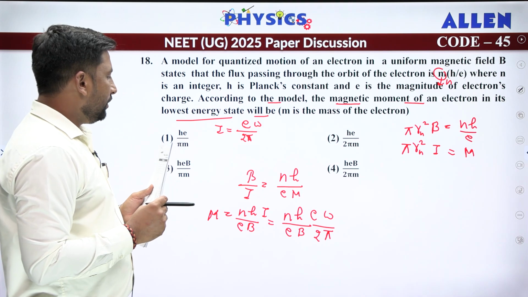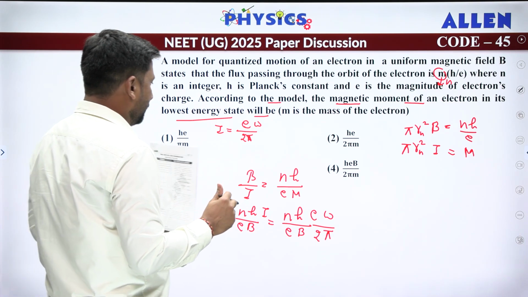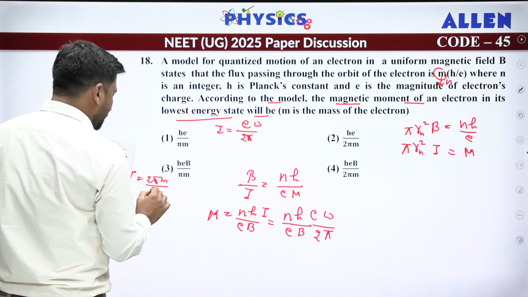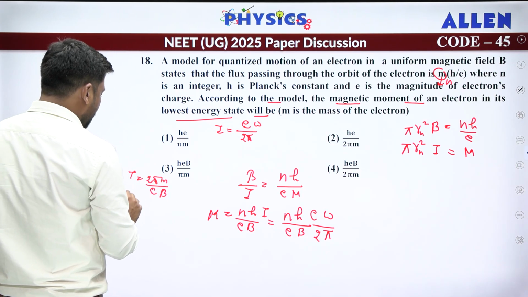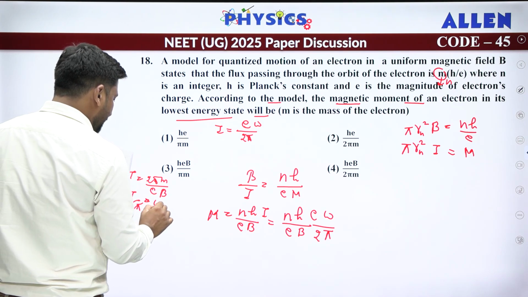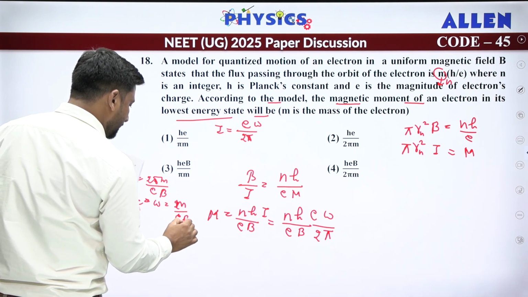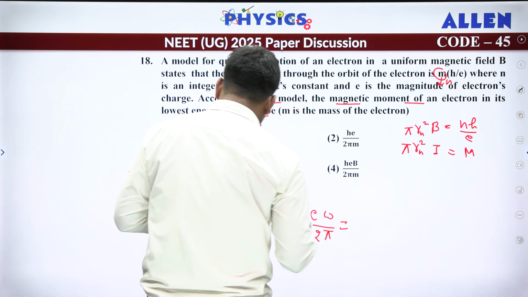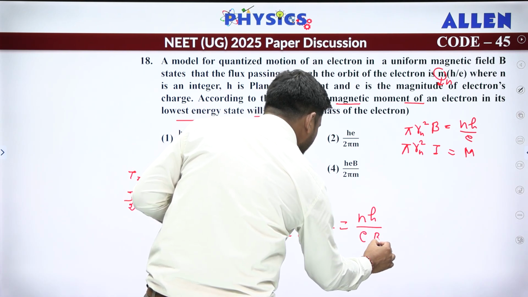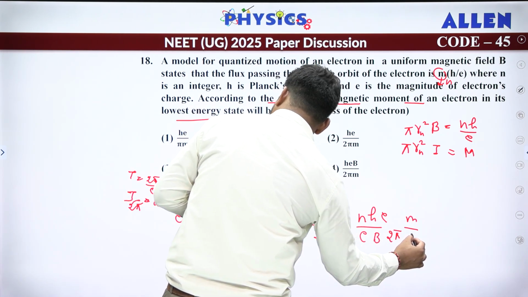Alright. Now we have to find in the lowest state. So one more formula we know, that time period is 2 pi m by qB, so EB. Now we can write omega, which is equal to 2 pi, which is equal to m by EB. So this we can replace here. So omega is NH upon EB into E divided by 2 pi and m divided by EB.